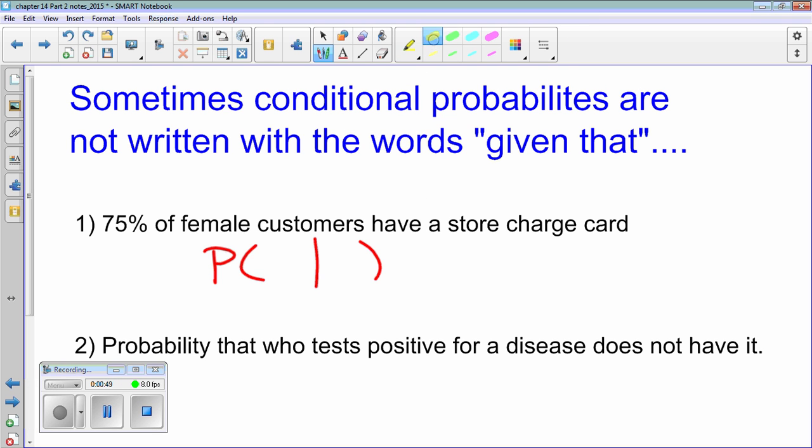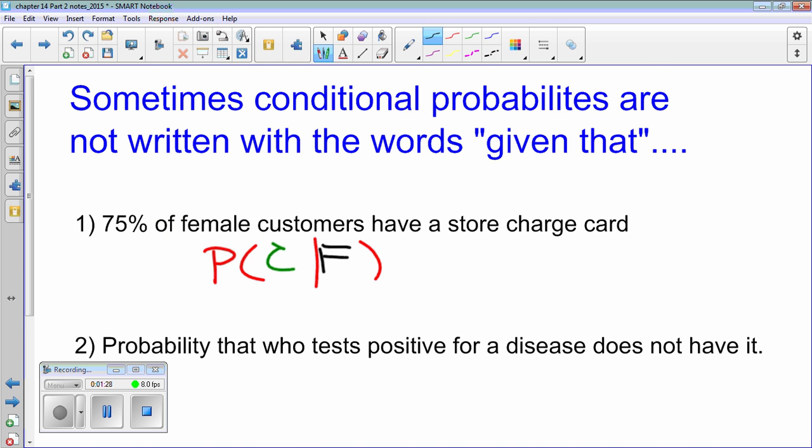Anytime, so keywords that you want to be looking for, "of" is a way we can replace "of" with "given that," okay? So given that, it's what you're dividing by. Of the female population, or given that they were female, how many of them have a store card? So that's really what you're looking for in this particular case in number 1. So we're going to write charge card given that they're female. Okay? So that's what we're looking for here. Charge card given that they're female.